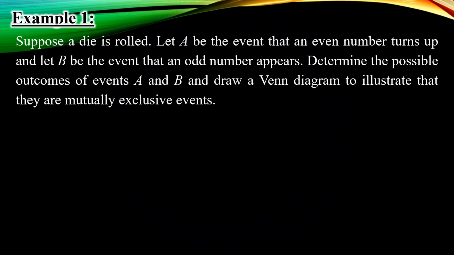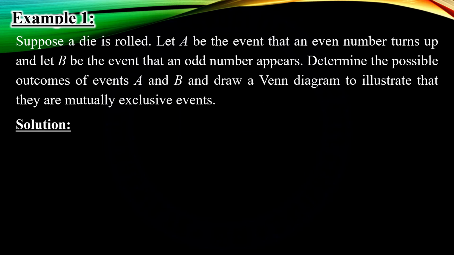For example number 1, suppose a die is rolled. Let A be the event that an even number turns up, and let B be the event that an odd number appears. Determine the possible outcomes of events A and B and draw a Venn diagram to illustrate that they are mutually exclusive events. So, here is the solution.